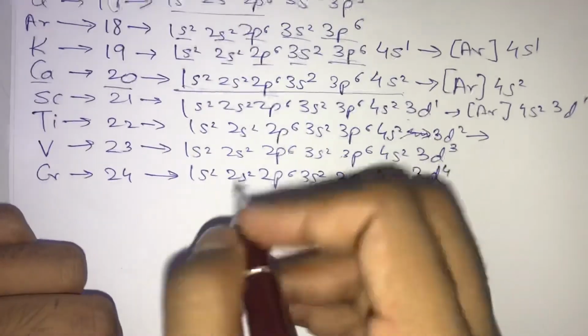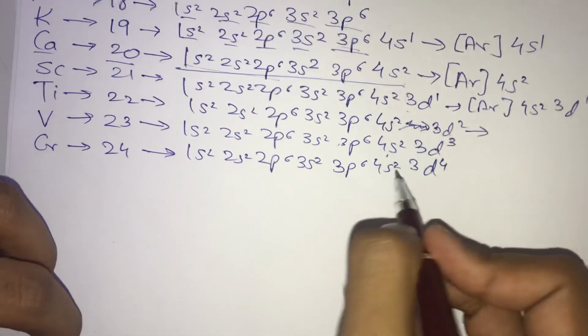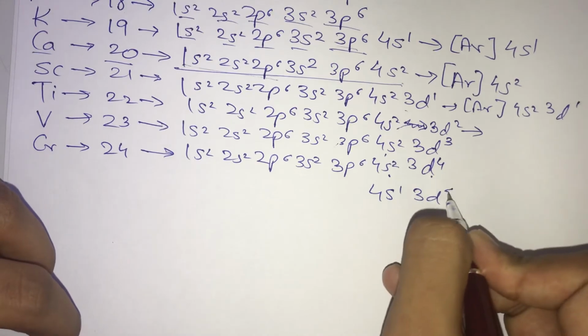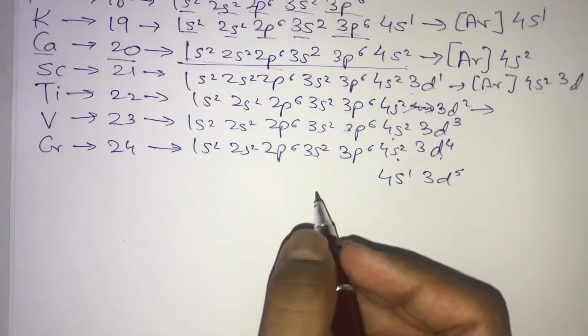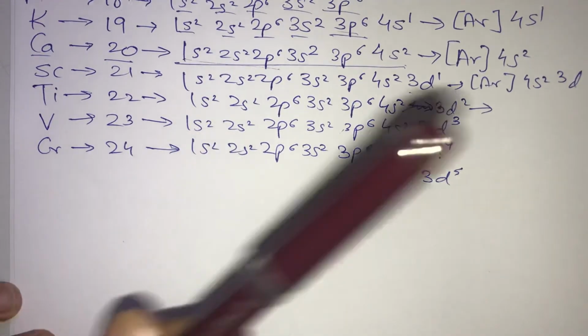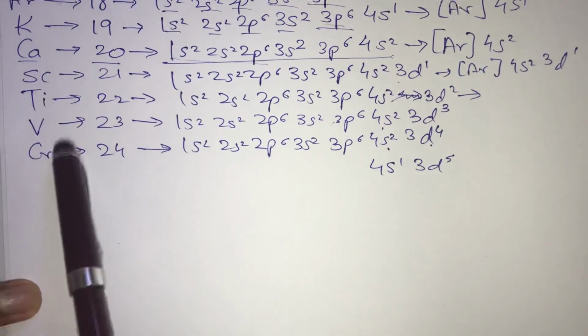But guys, in chromium there is an exception over here. And what is that exception? Instead of getting 4s2 3d4, we get 4s1 3d5. Now why is it so? This is known as the anomalous behavior of chromium. If you want to know this in depth, you can find the link in the description box below, or you can simply click on this I button over here where I have explained why this happens.